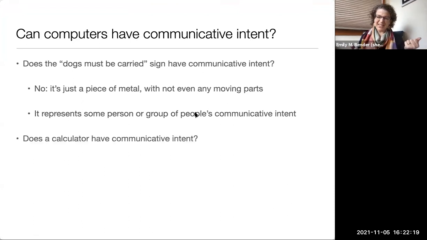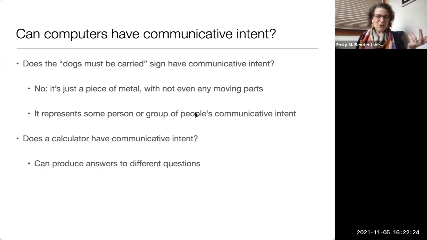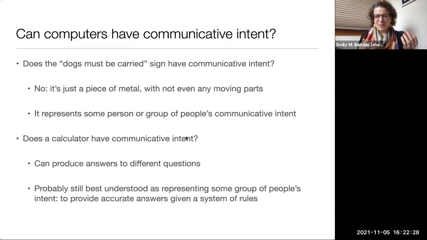What about a calculator? Does that have communicative intent? Well, it can produce answers to different questions. So maybe, although I think it's probably still best understood as representing the communicative intent of some group of people, and that intent is to provide accurate answers according to a given system of rules.